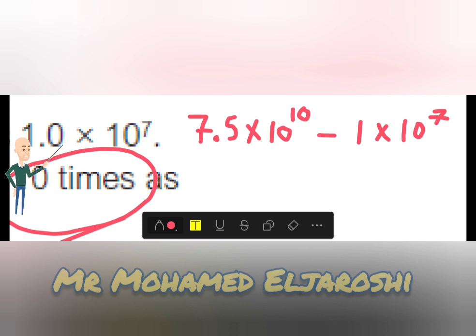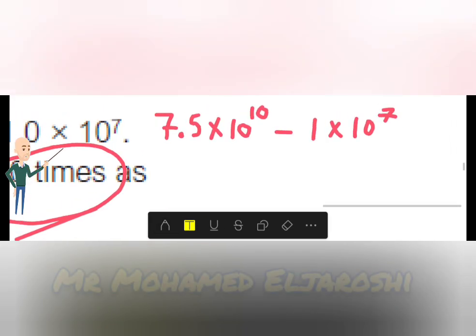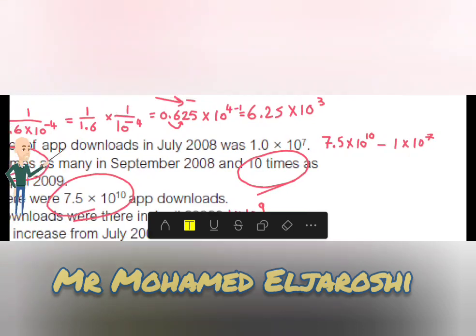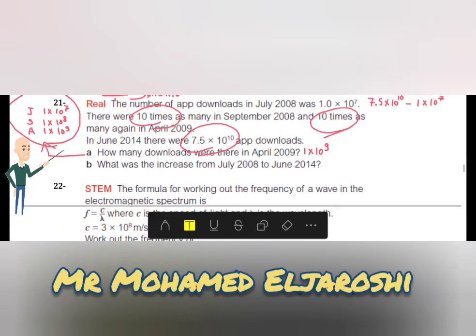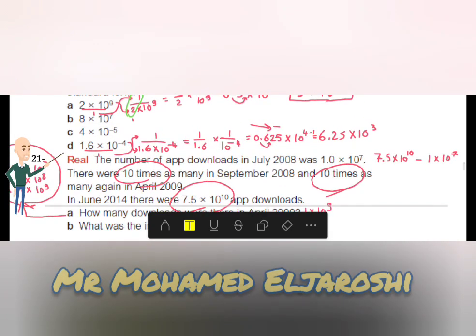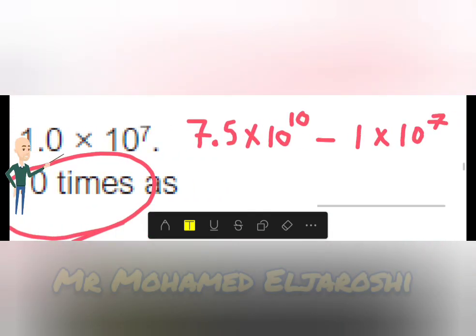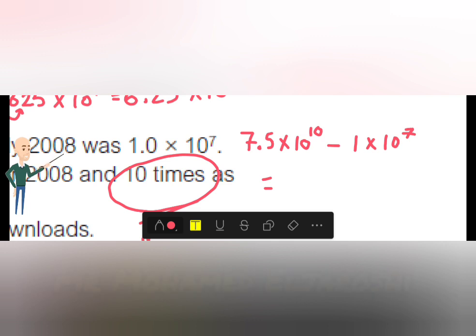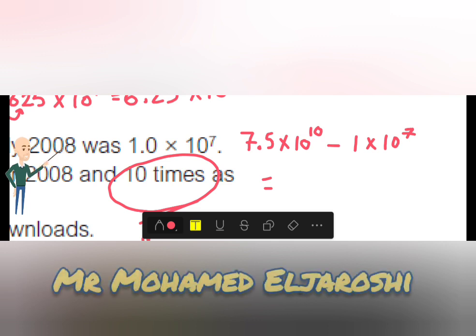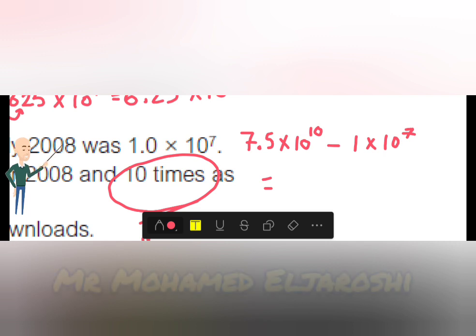Now you can use the calculator to answer this question. Put the whole numbers in calculators and they will give you the answer. Now they don't want the answer in standard form, so they just want the difference between them. So we come here, we use the calculator to answer this, and then we write the answer here. Now let's write it together. 7.5 times 10 power of 10 minus 1 times 10 power of 7.